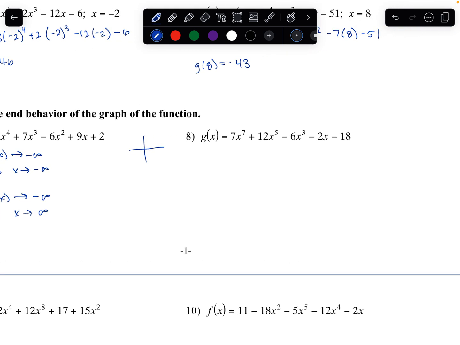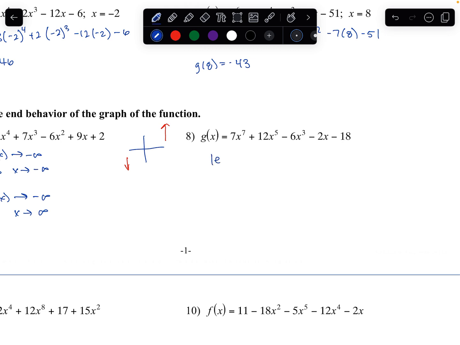For 8, here the leading term has an odd degree and a positive leading coefficient. If you have an odd degree, that means that the ends are going to go in opposite directions in terms of going up and down. So on the right side it's going to go up, and on the left side it's going to go down. Or on the left side it's going to go up, and on the right side it's going to go down. It's one or the other when it's an odd degree, and if it's a positive leading coefficient, then it's going to go up on the right and down on the left. If it was a negative leading coefficient, it would do the opposite.